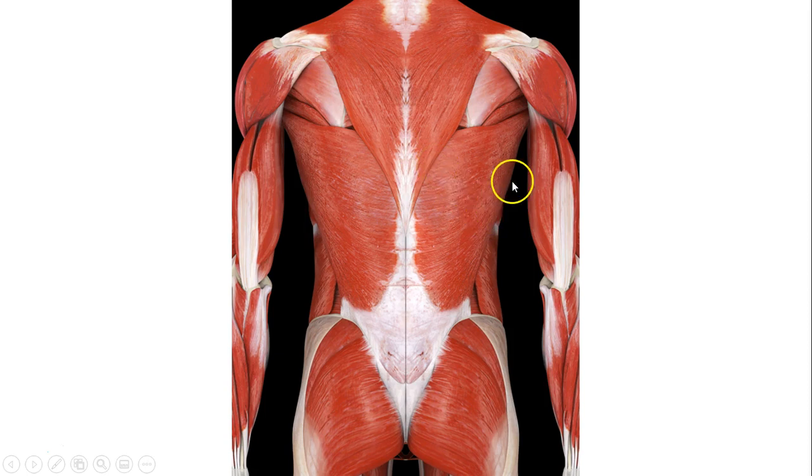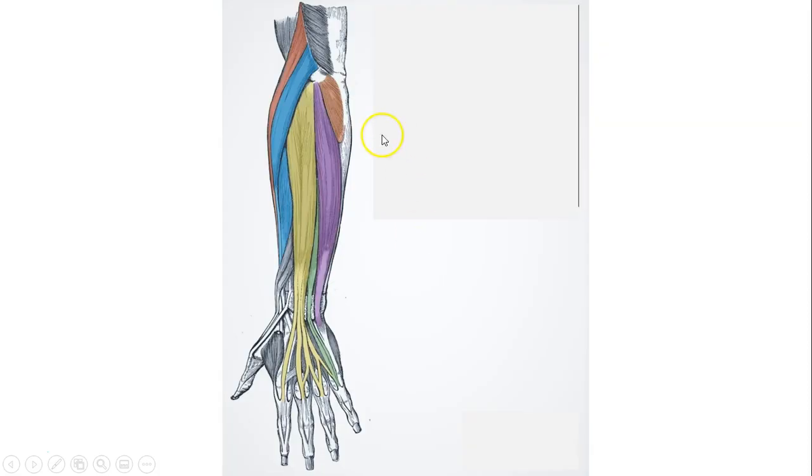Remember, triceps will have medial, long, and lateral. There's your lats, really nice. Latissimus dorsi. There's your gluteus maximus and your gluteus medius. You can see some of the medius, right? Here's the extensor side. You see these are going to all these digits. So that's Extensor Digitorum, right?